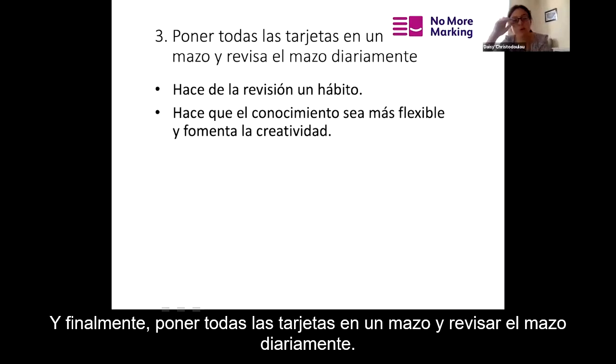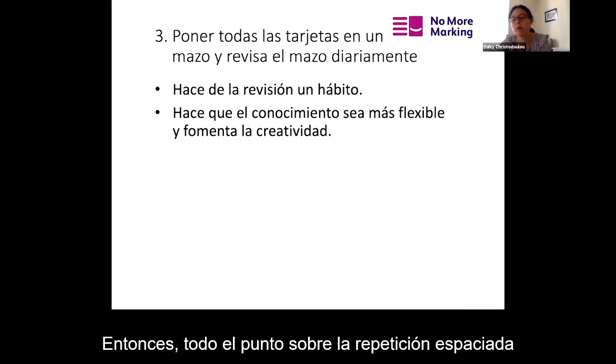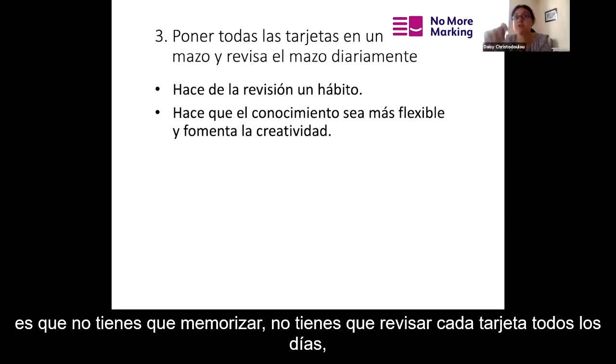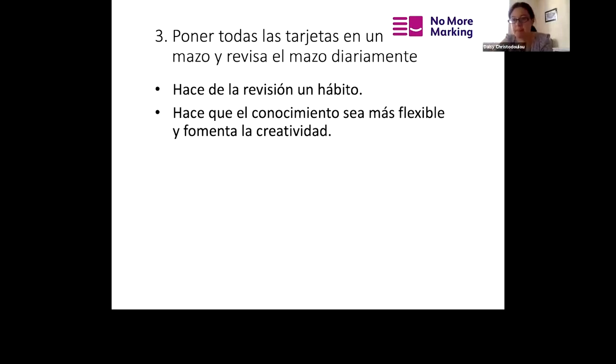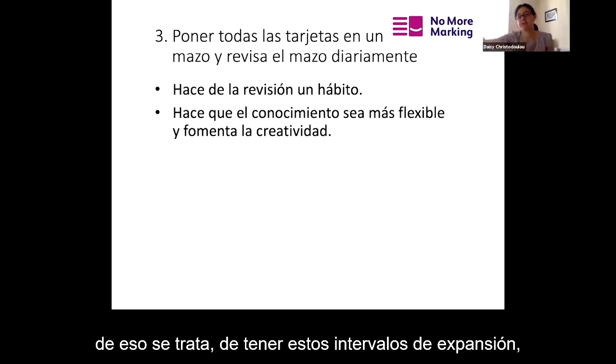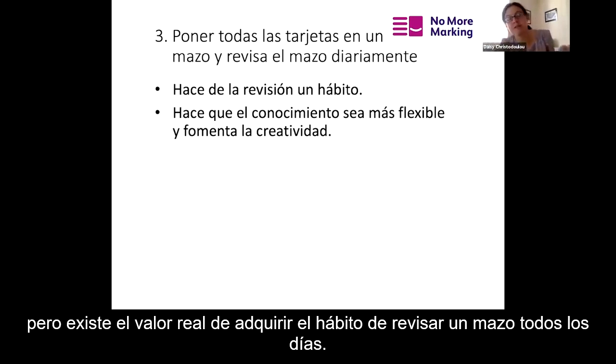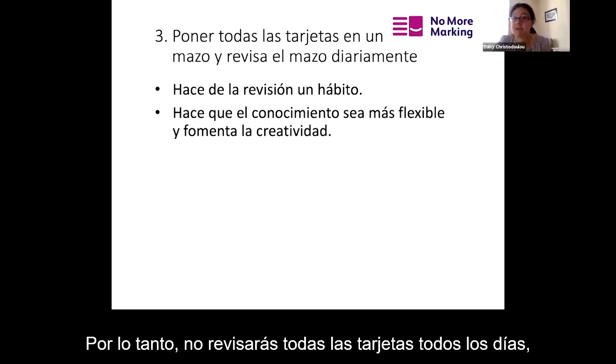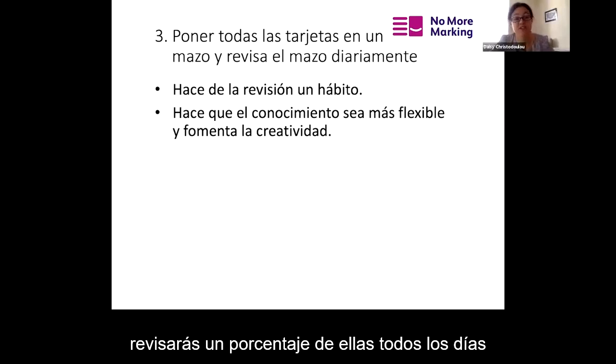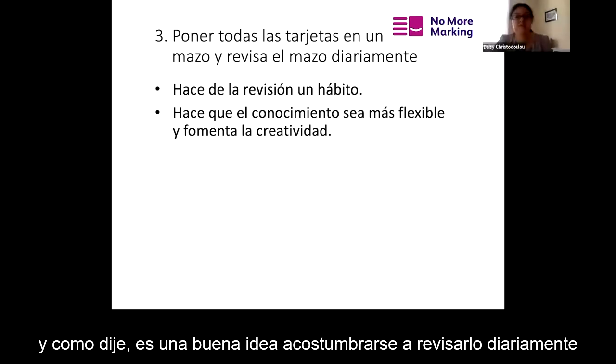And then finally, put all the flashcards into one deck and revise the deck daily. So the whole point about spaced repetition is you don't have to review every flashcard every day. The whole point of it is you have these expanding intervals. But there is a real value to getting into the habit of revising a deck every day. So you won't be revising all of the flashcards every day. You'll be revising a percentage of them every day. And as I say, it's a good idea to get into the habit of revising it daily.